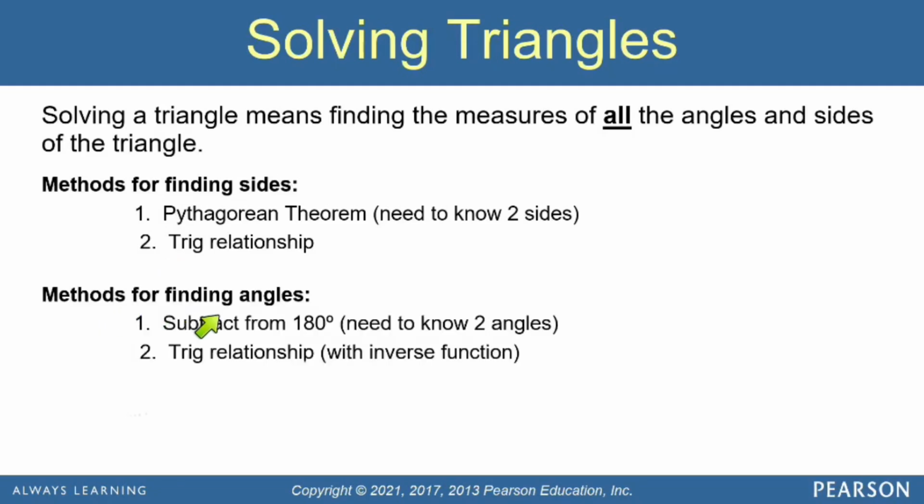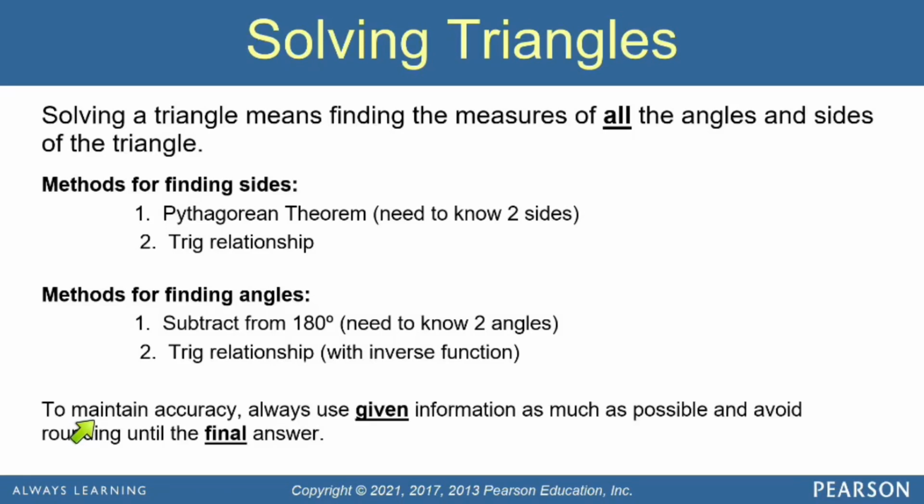And then if you're looking for missing angles, one way is to subtract the known angles from 180 degrees, but of course in order to do that, you'll need to know the other two angles first. And the second way is to use a trig relationship with an inverse function. We're going to do examples of all of these. And sometimes there's only one of them that can be used in a particular situation, and other times you'll have a choice. But in that case, it's always good to know what your choices are, right?